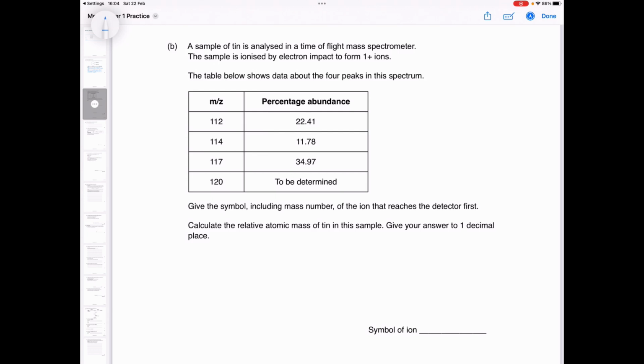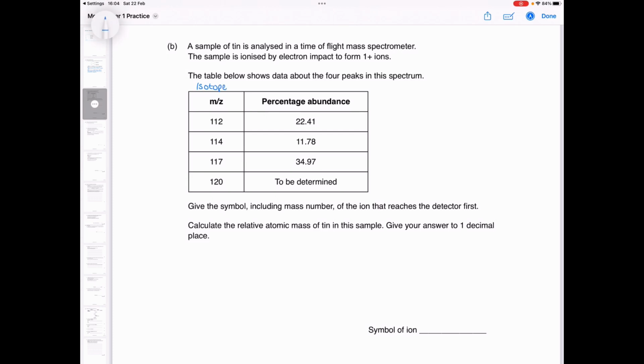So part B then. A sample of tin is analysed in a time-of-flight mass spectrometer. This sample is ionised by electron impact to form 1+ ions. A table below shows data about the 4 peaks in this spectrum. And so we've got M over Z, 112, 114, 117 and 120. So these are the different mass to charge ratios, with Z equal to 1 for the different isotopes in the table here. And we've got a percentage abundance for each.